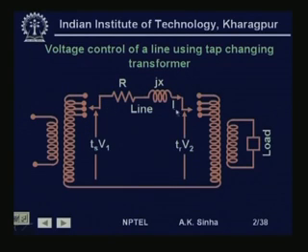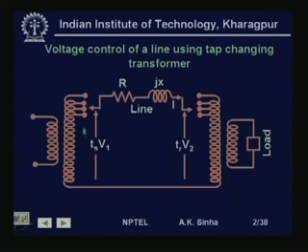Then on the receiving end, we again have a step down transformer where we have again taps on the high voltage side, and by changing the tap on this side we can get the change in voltage at the load end. Therefore, for any given voltage at the supply end, by managing the taps on the two transformers on the two sides of the transmission line, we can control the voltage to the load.